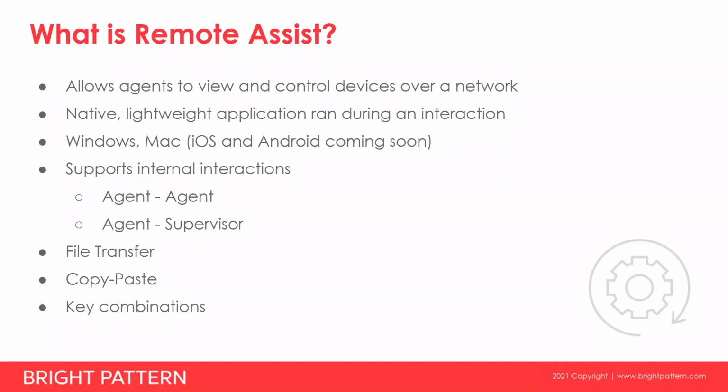We currently support Windows and Mac. Mac is missing one feature due to their OS restraints, which is the chat inside of the Remote Assist session. You can still chat using web or SMS. And then we have iOS and Android coming soon, slightly limited there as well, just because of the security on mobile devices. We are only able to show the screen, not interact the same way we are on Windows. It also supports internal interactions, so it's not just agent to client, it's also agent to agent or agent to supervisor. And it supports other things as well, such as file transfer, copy paste, and sending key combinations.